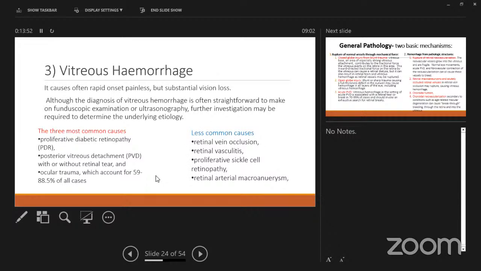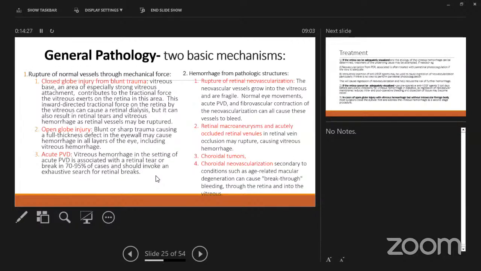The third cause is vitreous hemorrhage. Often there is rapid onset of painless vision loss, which can be substantial. Diagnosis is straightforward, but by either fundoscopic examination or ultrasonography, we can determine the underlying etiology. The three most important causes are proliferative diabetic retinopathy, posterior vitreous detachment with or without retinal tear, and ocular trauma. The less common causes are vein occlusion, vasculitis, proliferative sickle cell retinopathy, retinal arterial macroaneurysm, or any choroidal lesions causing a breakthrough bleed into the vitreous.